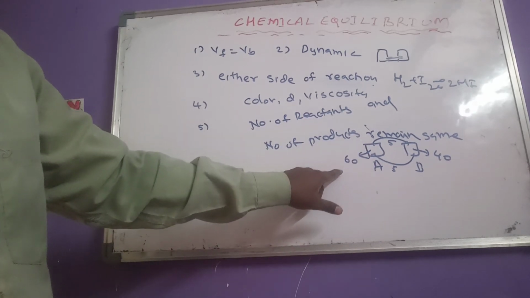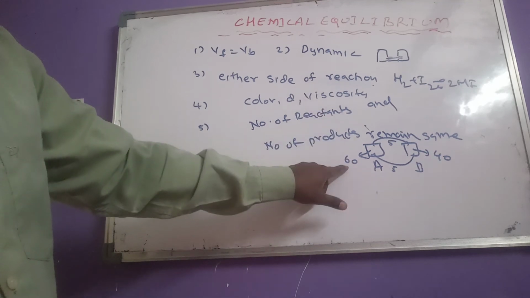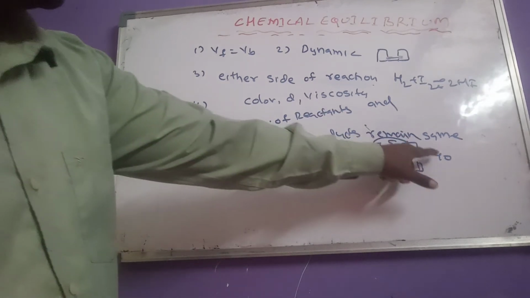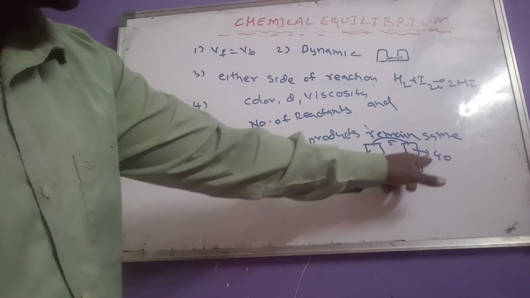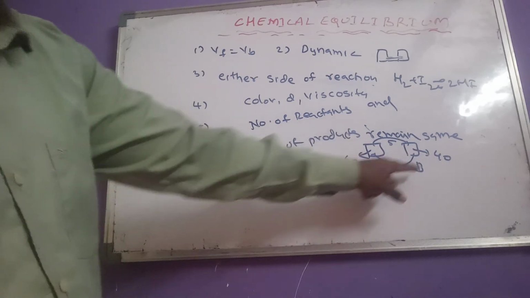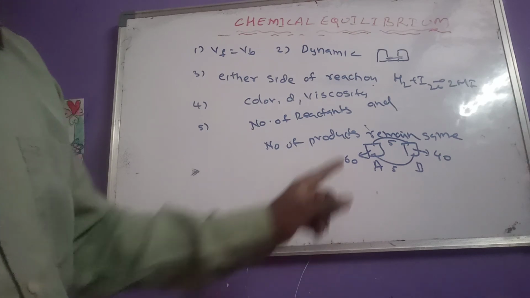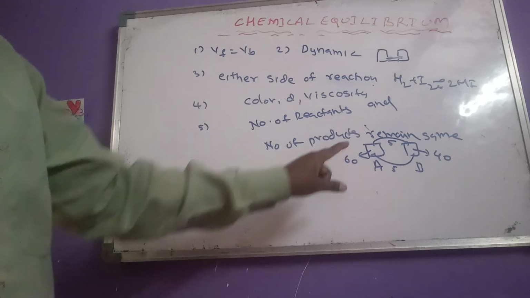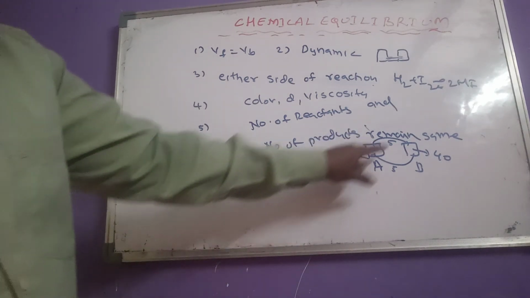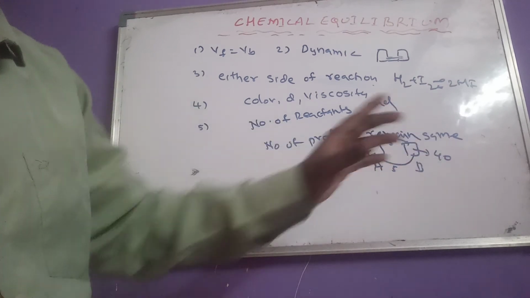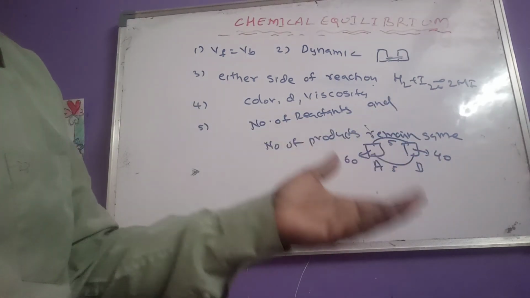No change in the number of reactants. Let us consider these as reactants. No change in the number of reactants. And here also 5 members incoming, 5 members outgoing. So no change in the number of students in B classroom also. That means at equilibrium, the number of reactants and number of products remain constant without any change.